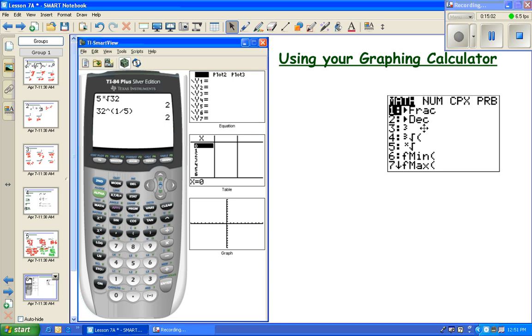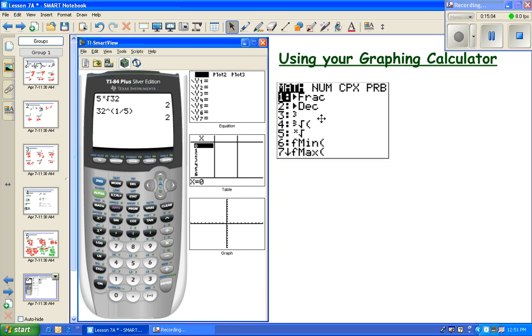Now if you don't feel like dealing with the math menu and trying to do it as a radical, keep in mind you can always just convert your radical form into exponential form and just do 32 to the 1/5 power. Notice you get the same answer. So your graphing calculator will definitely help you with numerical simplification. It can't do the variable ones. So those are the ones where you're really going to have to know all your rules.